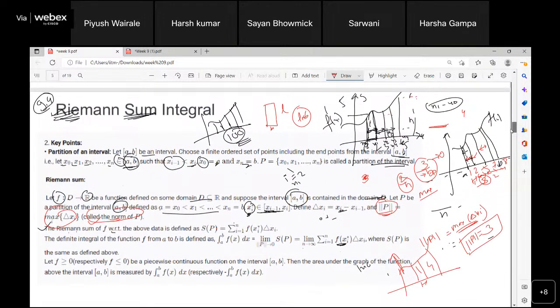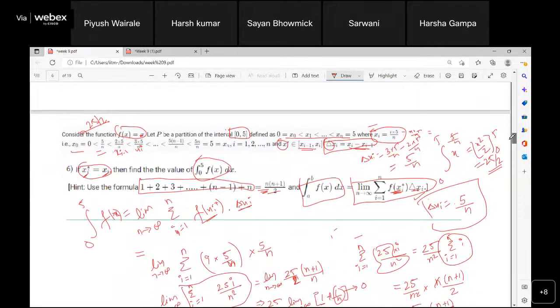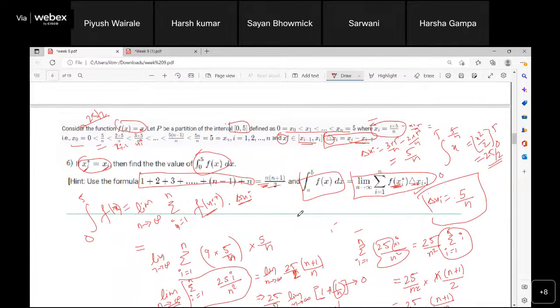We are simply dividing the area under the curve into n intervals. We are trying to find out the area for each interval, and we are just summing it up. That's how we'll get the area, right? Same thing we are doing here. So this is the Riemann sum integral.